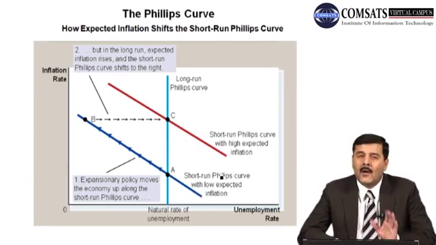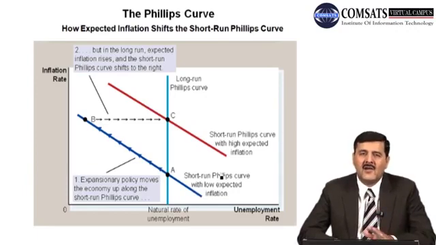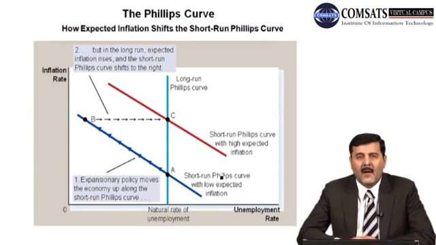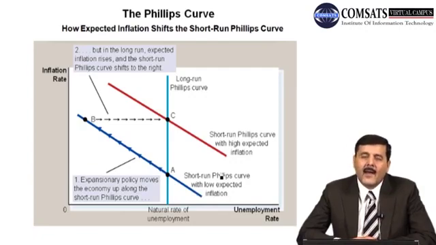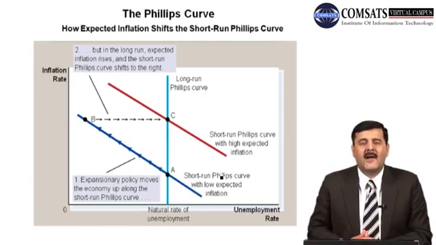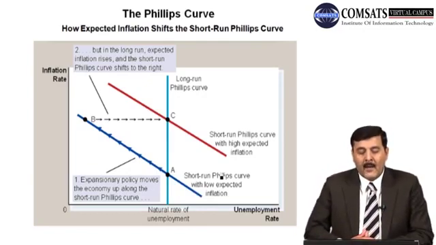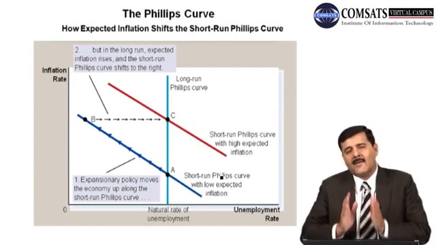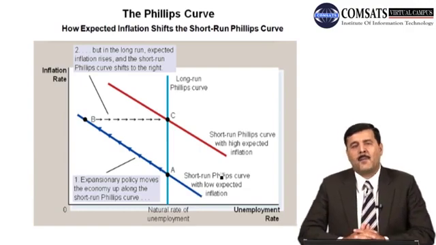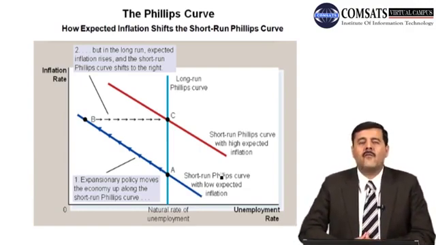As we said, the government's monetary policy, whether expansionary or contractionary, can affect only in the short run, right? So the economy moves along the short-run Phillips curve from point A to B. The result of the expansionary policy move is that the economy moves to a higher inflation rate and lower unemployment rate. But what will happen in the long run? Expected inflation rises and the short-run Phillips curve shifts to the right, and this intersects the long-run Phillips curve at point C. In the long run, when expected inflation rises, the economy moves back to its natural rate of unemployment, right?